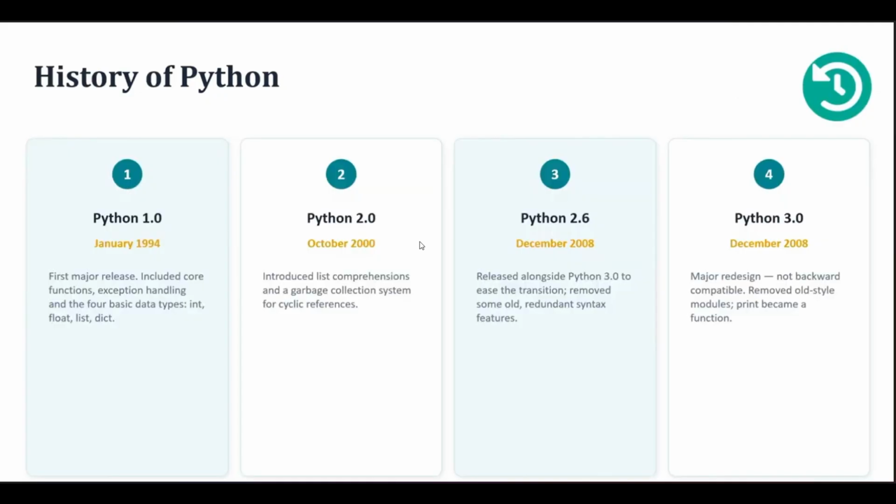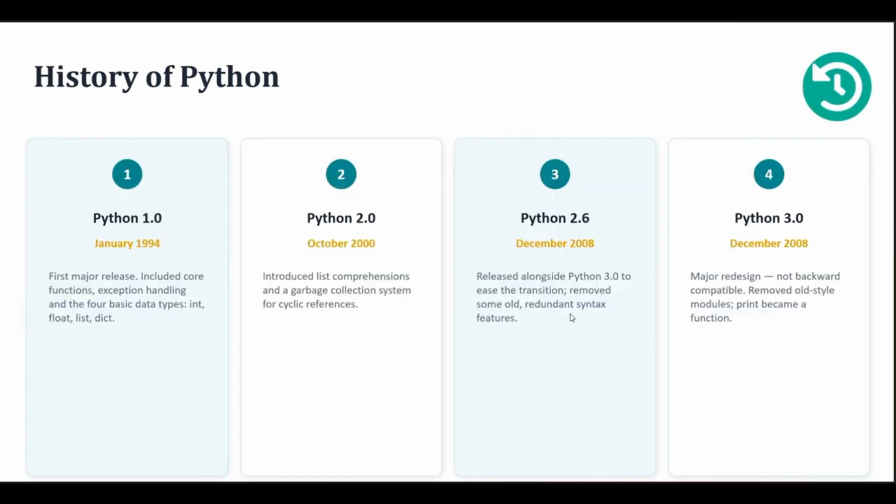Okay, Python 1.0 was published in January 1994. The first major release included more functions, exception handling, and four basic data types, that is int, float, list, dict. And the second one, 2.0, in October 2000, and then 2.6 in 2008, and finally 3.0 in December 2008.